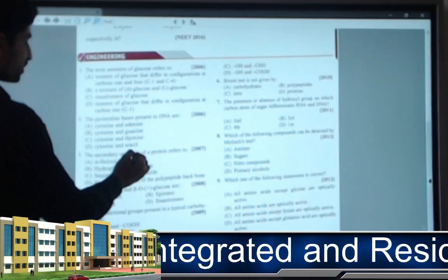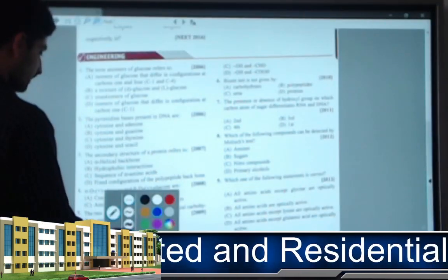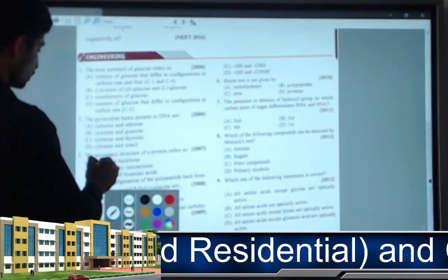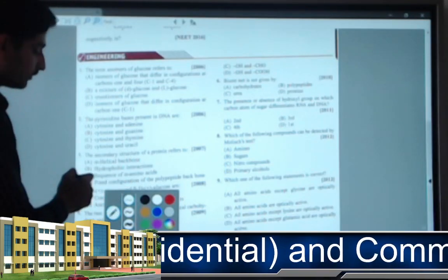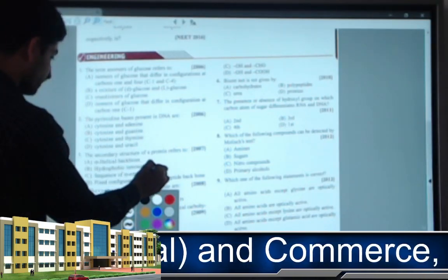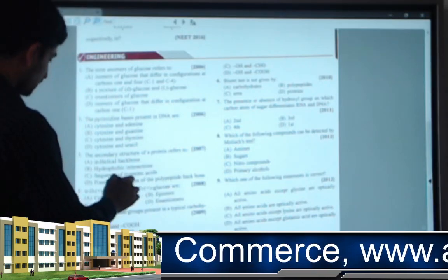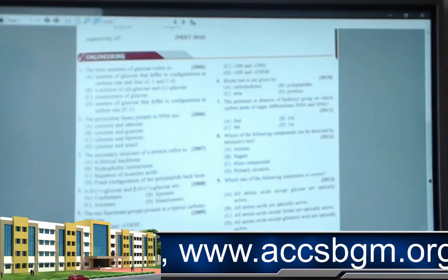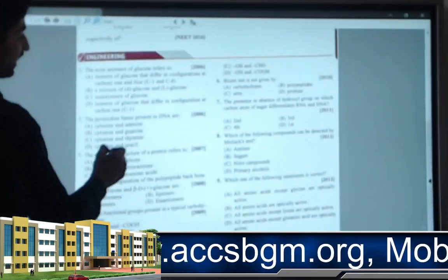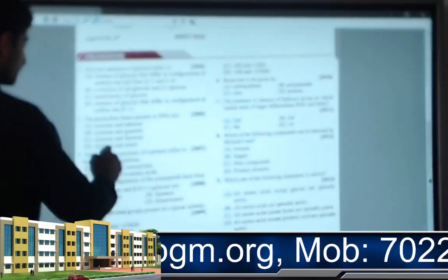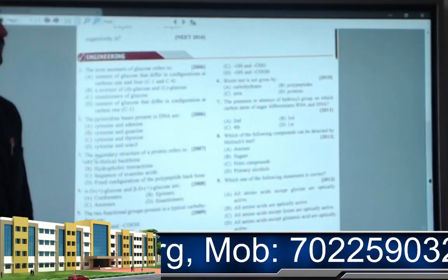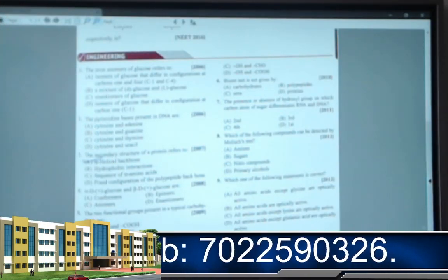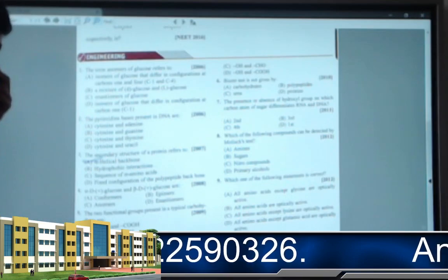The secondary structure of protein refers to: alpha helical backbone, hydrophobic interaction, sequence of amino acids, or fixed configuration of the polypeptide backbone. So the answer is, the secondary structure of protein is always called what? Alpha helical structure backbone. So the answer is A. This is a direct question.